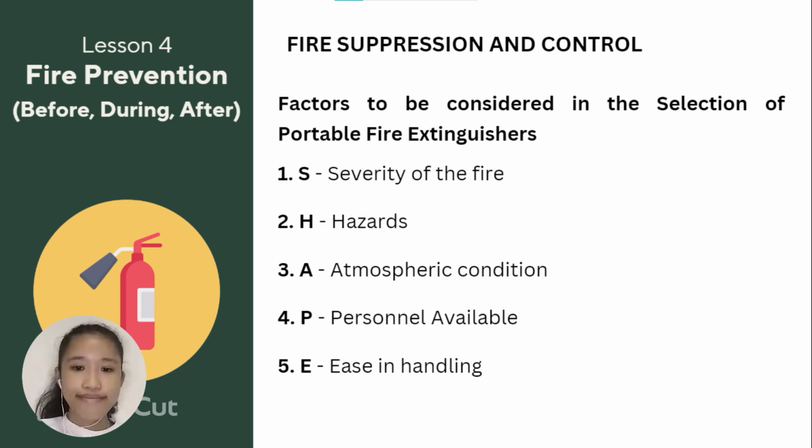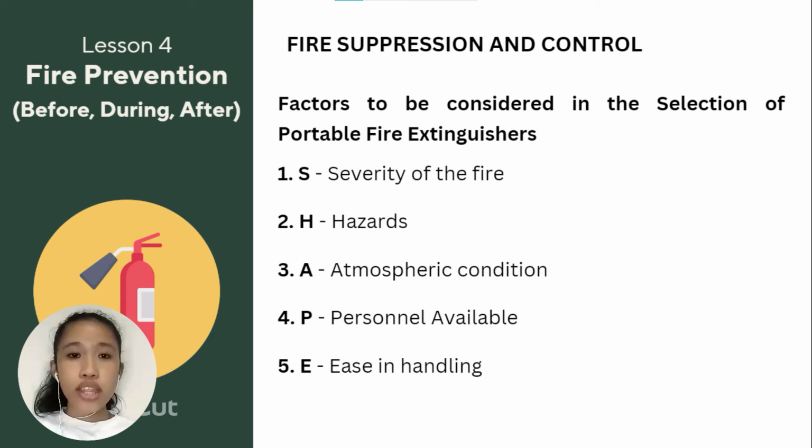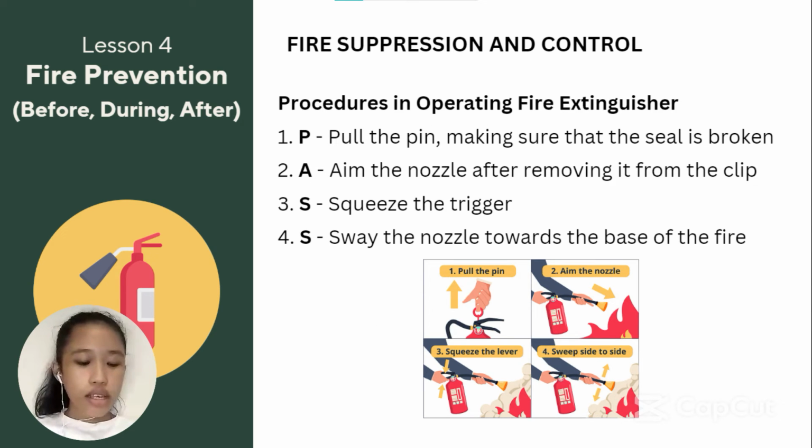So in this slide, as I understand it, this is the basis for deciding which fire extinguisher is used for different classes of fire. First is the severity of the fire. Second is the hazards. Third is atmospheric condition. Fourth is personnel available, and ease in handling.